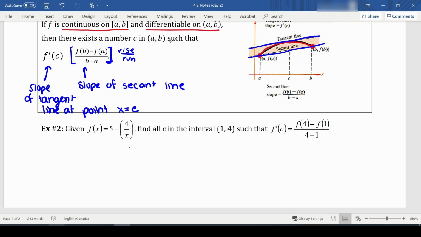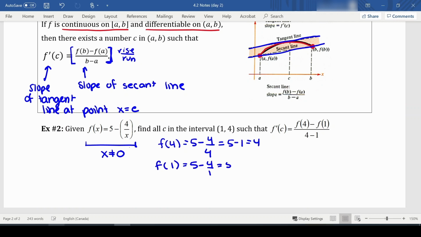Now I know that this must exist somewhere because of the mean value theorem, as long as this is continuous and differentiable. Okay, so this is continuous unless x is 0, right? That's my domain. x can't be 0, but x is not 0 in my interval anywhere. I'm going from 1 to 4. So I actually need f of 4 and f of 1 to plug in here. f of 4 would be 5 minus 4 over 4, or 5 minus 1, which is 4. f of 1 would be 5 minus 4 over 1, which is 5 minus 4, which is 1. So that means f prime of c is equal to 4 minus 1 over 4 minus 1, or f prime of c is equal to 1.